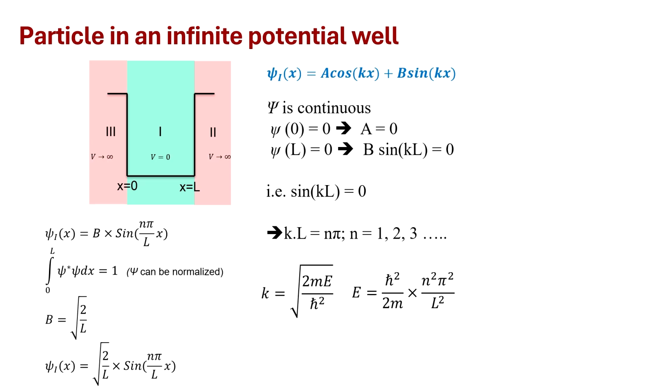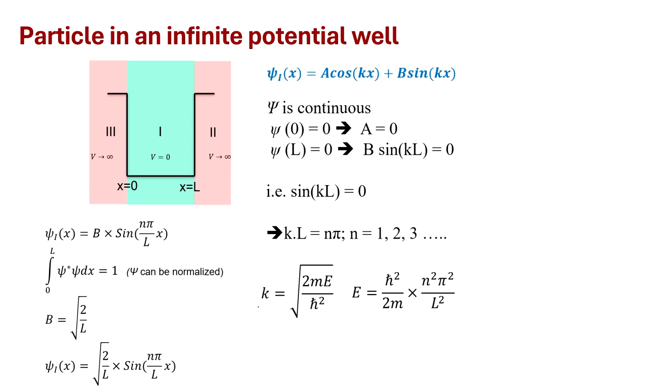But we also have to ensure that psi is continuous, which means psi at 0 is equal to 0, which will give us a is equal to 0. Psi at L is equal to 0 will give us b sin kL equal to 0, which means sin kL is equal to 0. In that case we can write kL should be equal to n pi, where n is an integer, either 1, 2, 3 and so on.